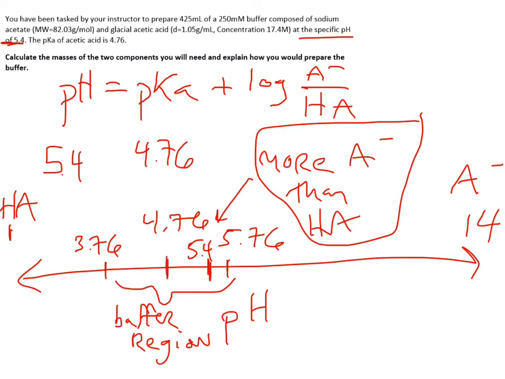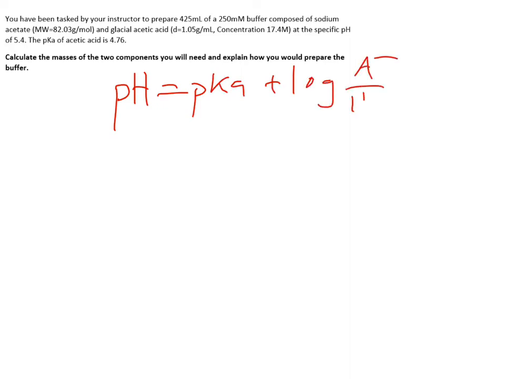So that's the first thing you want to check. If it's outside that region, you'd know that it's pretty much all A or all HA, and it wouldn't be a buffer. So we have to be within 1 pH unit. Okay. So in this case, let's start working from our Henderson-Hasselbalch equation. pH equals pKa plus the log of A over HA.